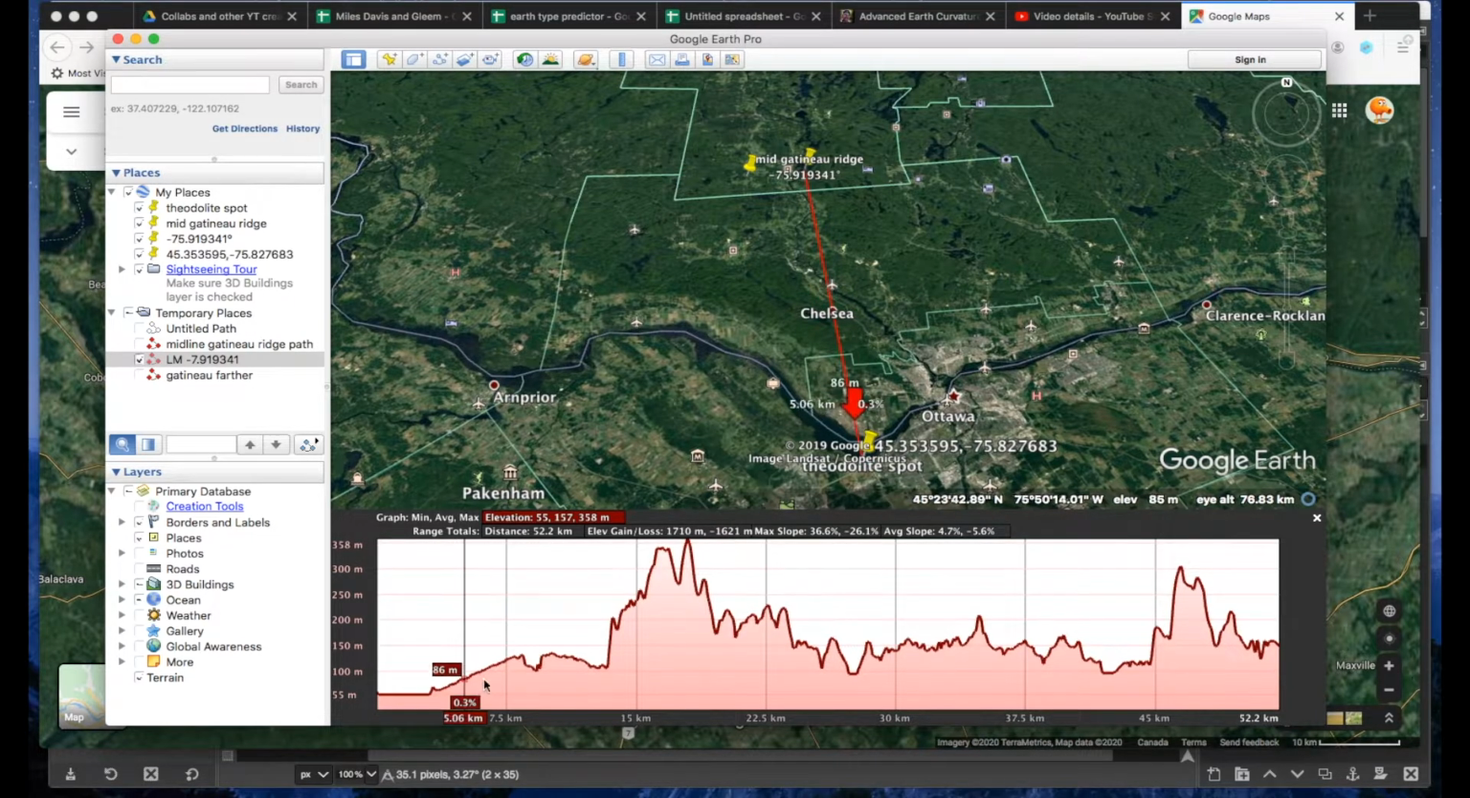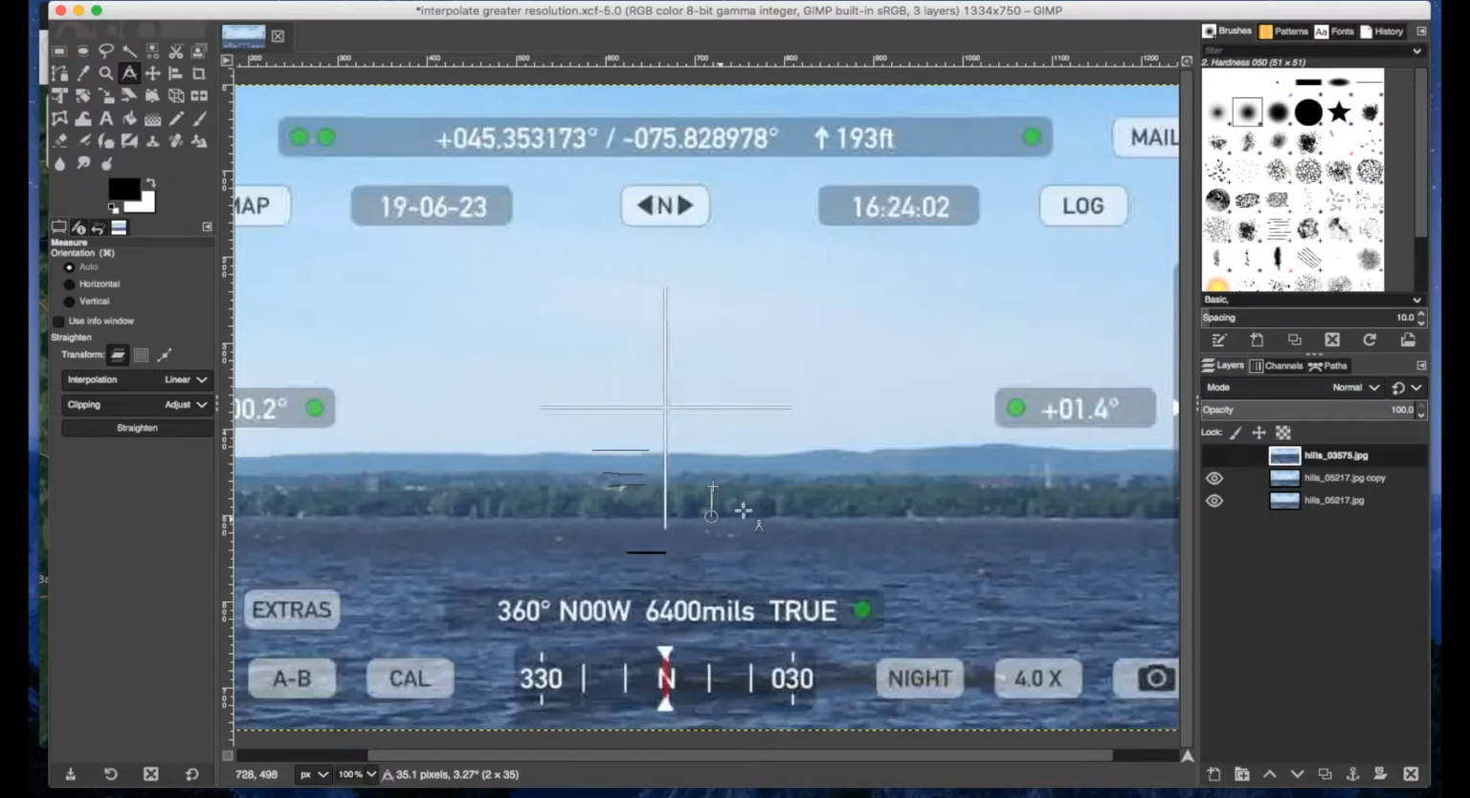the first ridge line, which is here, the second ridge line, which is here, and the third ridge line, which is up here. And you can see in the picture, the first is the green, the second is kind of like the brown, and then the third is the gray.